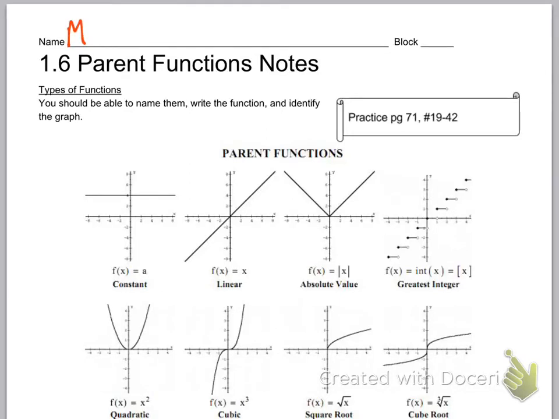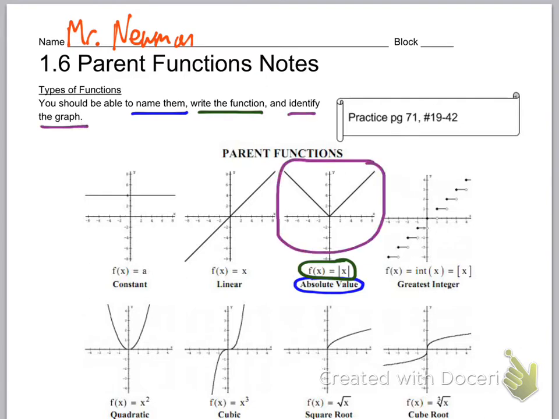I wanted to record a quick video for you guys to talk about parent functions. This will be very short because honestly, all you have to do is name them, for example absolute value, write the function, for example f of x equals absolute value of x, and then I want you to identify the graph. So I really just care that when you see a graph, you can say which one it is and you know which function it is. Or if you're graphing it on your own, we're going to do transformations next, you can tell at a glance whether your transformation was correct because it should look like the parent function only stretched or shifted.